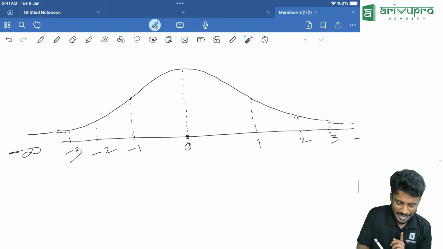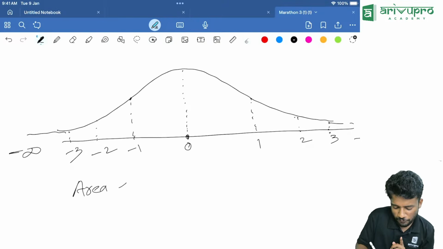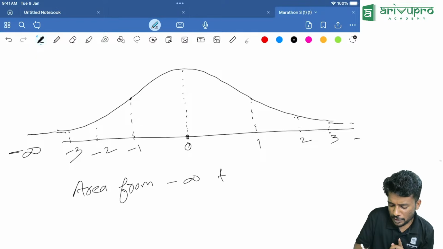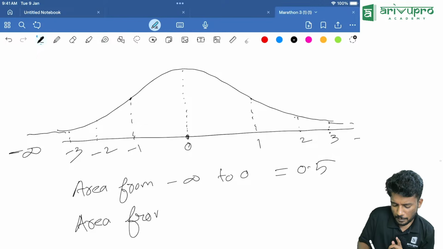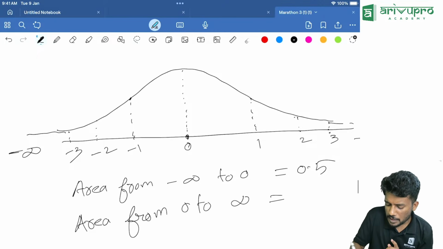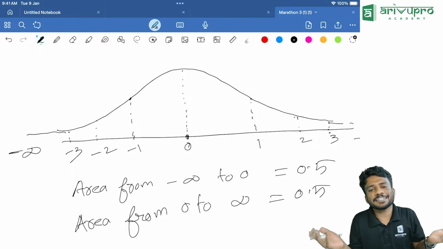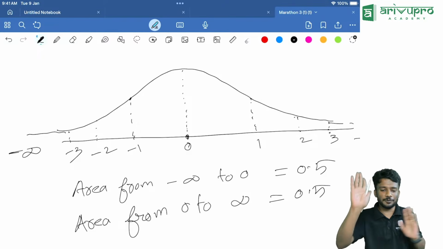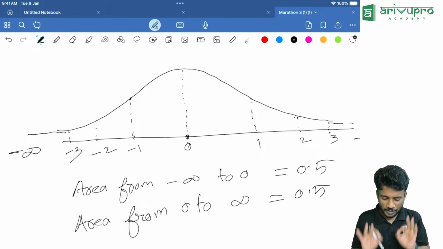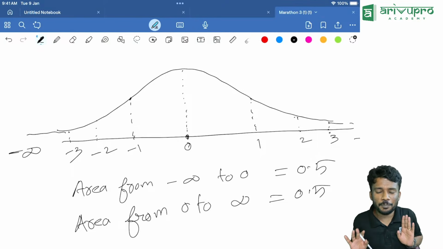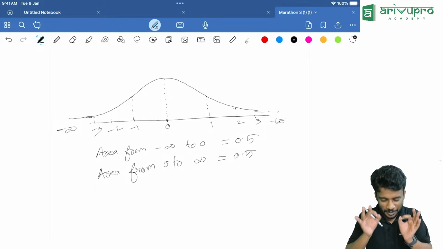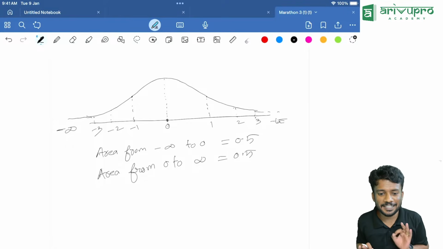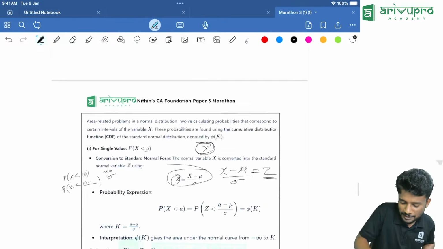So we know that the area from minus infinity to 0 is 0.5, and the area from 0 to infinity is also 0.5. So the total area is 0.5 plus 0.5, which is equal to 1. This is the most important part of this chapter, the normal distribution. Are you getting the point, people? I'm not going into a complex explanation of this. I'm just giving you direct answers. At the end of the day, what we need is marks. That's why it is a revision.